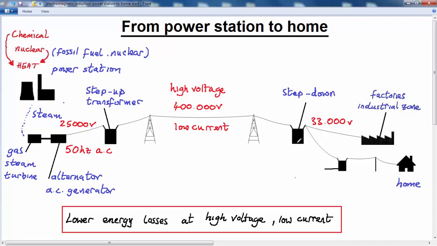So this step down transformer will serve for that purpose, but if we want to get electricity to our home, then we've got to use another step down here to step the voltage down from 33,000 to the standard voltage which goes into your homes, which is 230 volts AC. And so there we have another step down transformer.